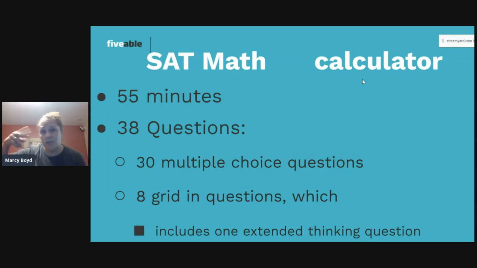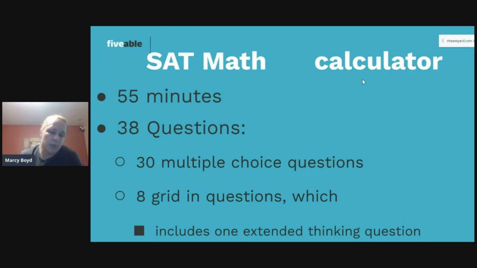So sections 1 and 2 are your English side of things and reading. And section 3 is the non-calculator math, which does have some data analysis in it. And now we're talking about the 4th section on the SAT, which is our calculator math section. 55 minutes for 38 questions.